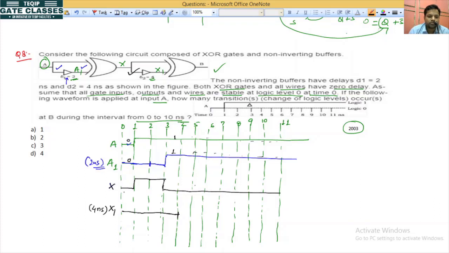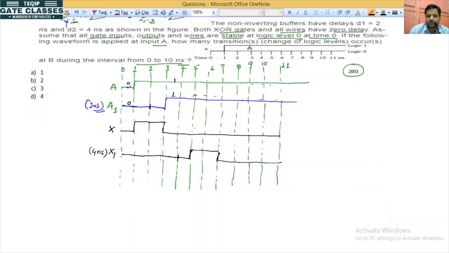So what will be the output? The X value will be, from here 1 0 2 1, the X value as we copied it as it is, because it is a buffer. Whatever will be on input, that will reflect on output.